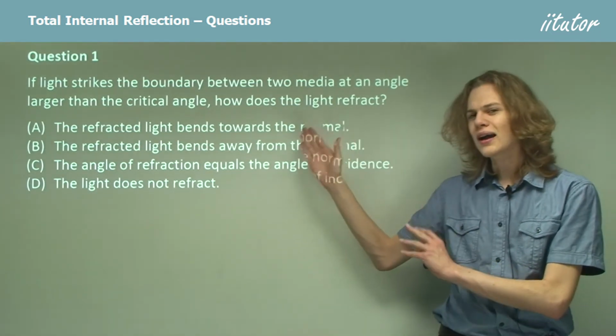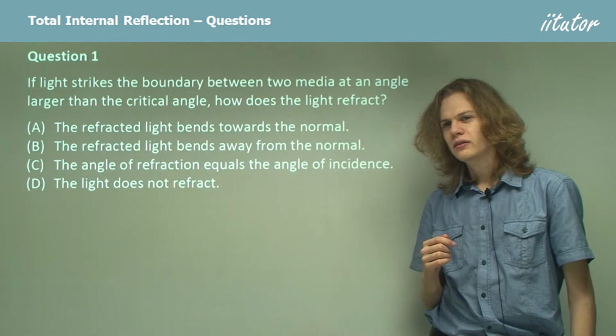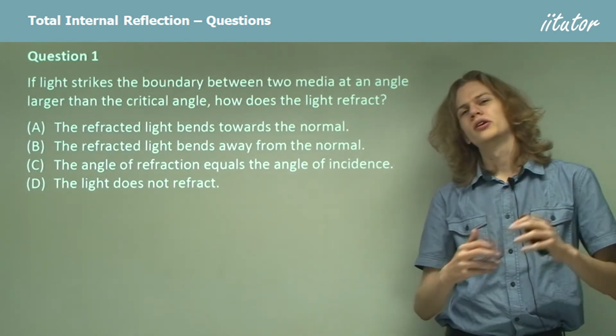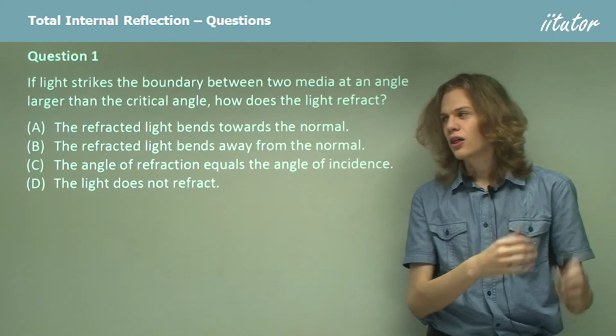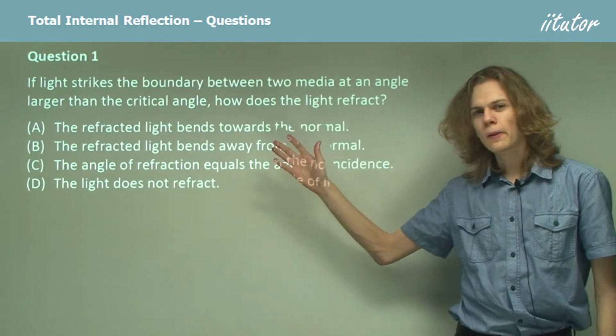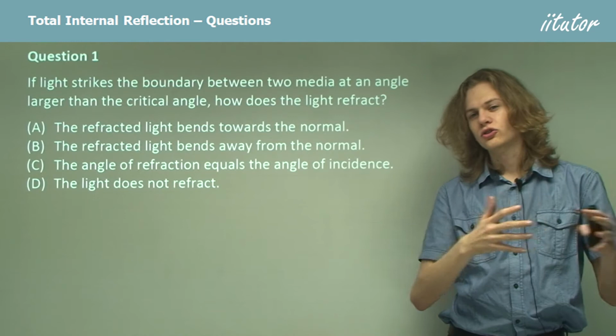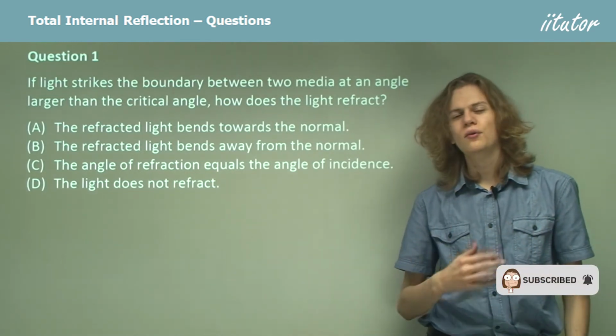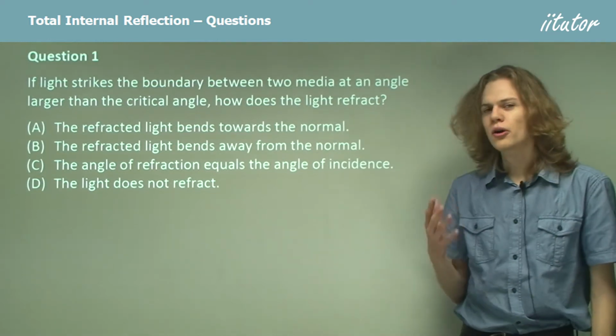If there's a critical angle, then that means that we're going from a material with a high refractive index to a material with a low refractive index. Otherwise, there would not be any critical angle. If we're going from a low index to a high index, we can always find an angle of refraction, and so there is no critical angle. So let's go through our options.